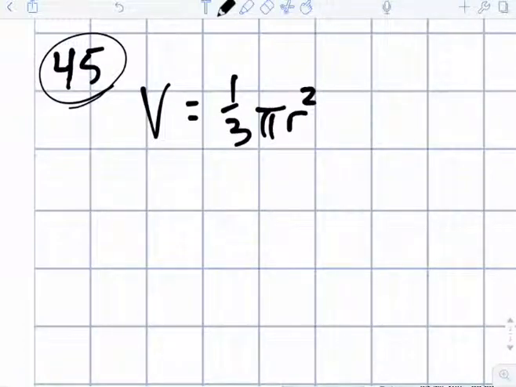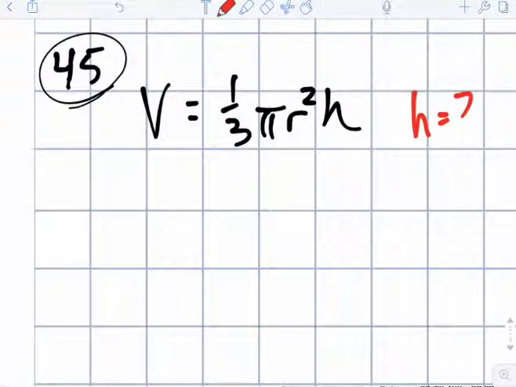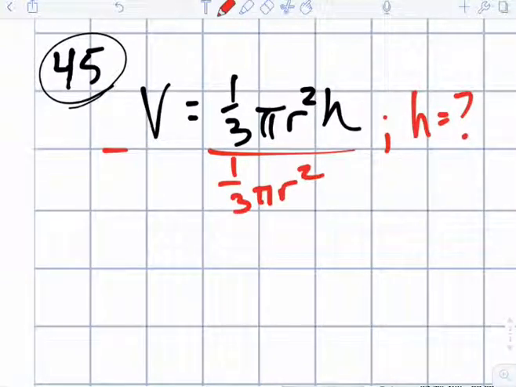All right, 45. Solve for H. V is equal to 1/3 pi r squared H. I want to solve for H. What does H equal? Okay, well, I can just divide by 1/3 pi r squared to get H by itself.